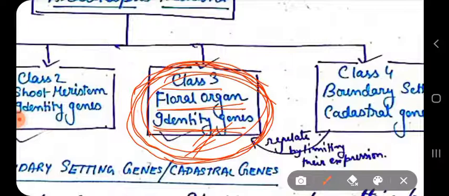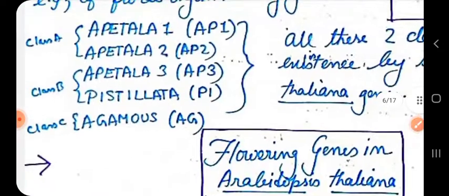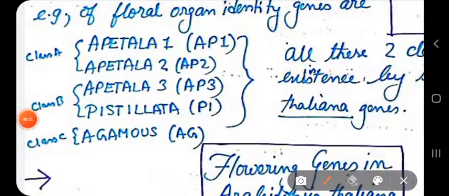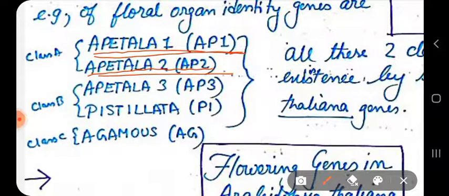Examples of floral organ identity genes are, let us see, above I have written Apetala 1, Apetala 2. Well, I have said Apetala 1 is a floral meristem identity gene. But why not? One gene can mediate more functions. It may have many functions. So Apetala 1, Apetala 2, Apetala 3, Pistillata, and Agamous. These are all examples of floral organ identity genes.